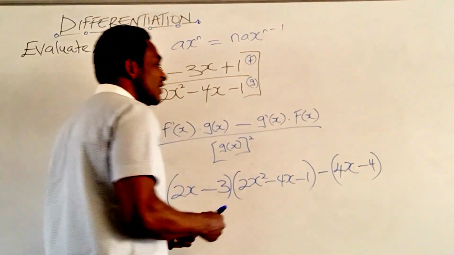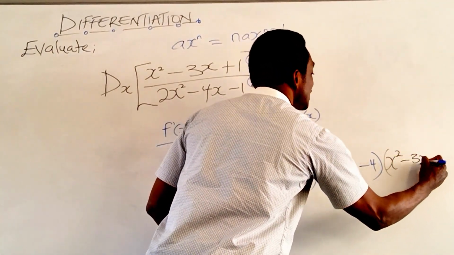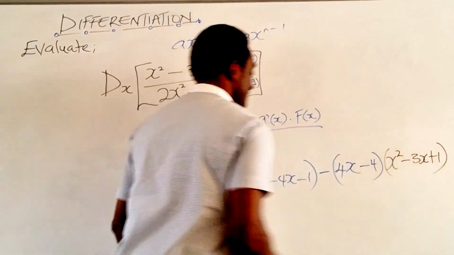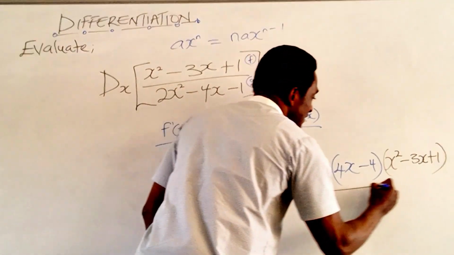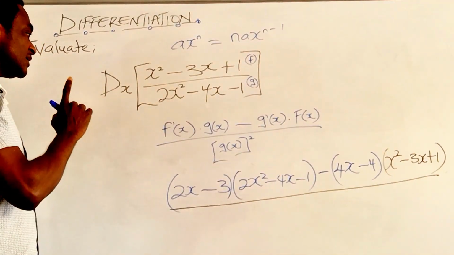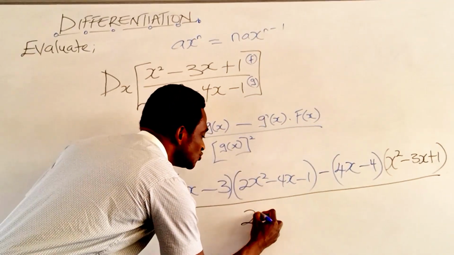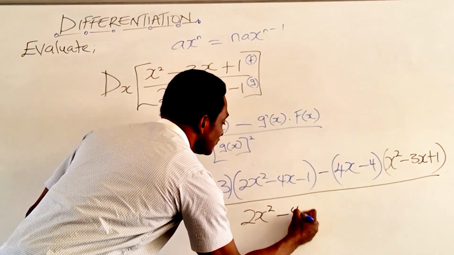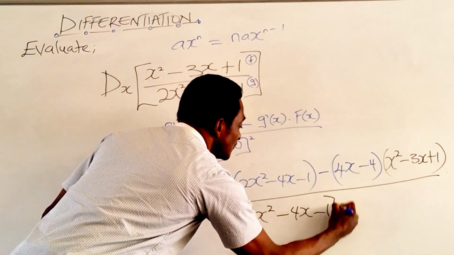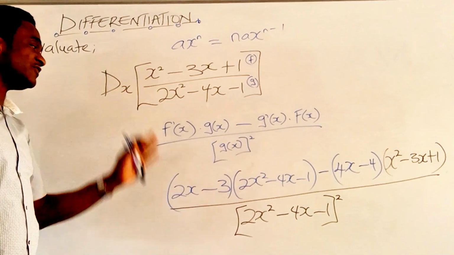Then we write our f of x. So f of x is x squared minus 3x plus 1. All of them will be divided by g of x all squared. So our g of x in this case is 2x squared minus 4x minus 1, all squared. So this is the derivative of this function.